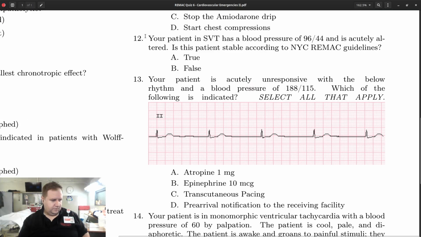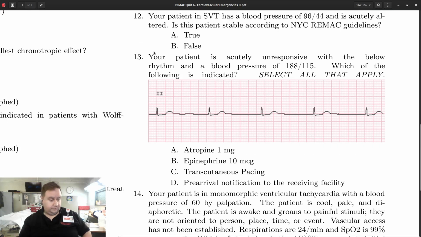And the point of question number 12 is to show you that you have to look at both the mental status and the blood pressure. You can't just look at the blood pressure, and if the blood pressure is over 90, just declare them stable. Right? If the systolic's over 90, just declare them stable. No. You have to look at both. You have to look at the mental status and the blood pressure. And if the blood pressure is borderline and the mental status is off, they're unstable.